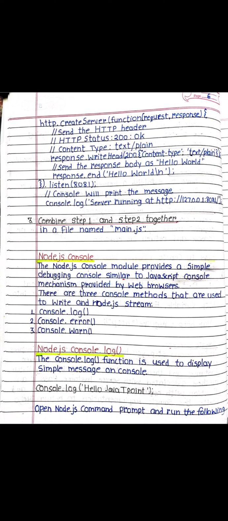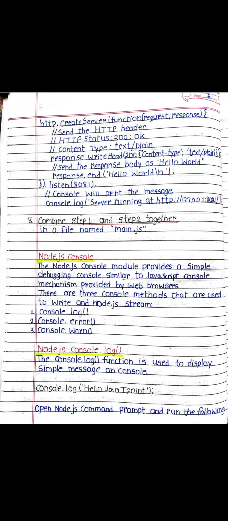Node.js console. The Node.js console module provides a simple debugging console similar to the JavaScript console mechanism provided by web browsers. There are three console methods that are used to write to the Node.js streams: console.log, console.error, console.warn. Node.js console.log: the console.log function is used to display simple messages on console.